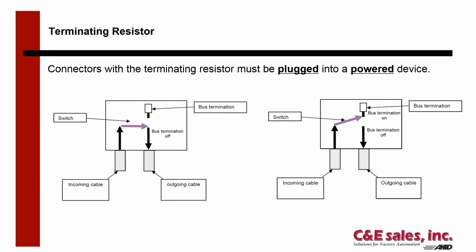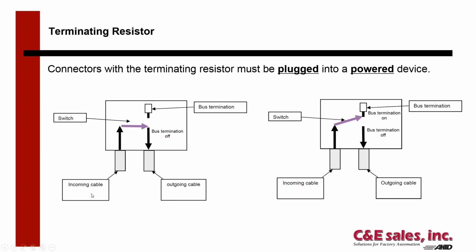So what does the terminating resistor really do? First thing you want to point out is that the terminating resistor must be plugged into a powered device. Just flipping the switch on and leaving that plug dangling doesn't work. It's as good as leaving that switch in the off position. Likewise, if you turn that switch on and you plug it into a device, but that device is powered off, then the terminating resistor doesn't work either. It's as good as having that switch in the off position.